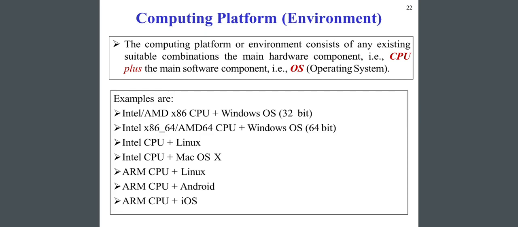Computing platform environment. The computing platform or environment consists of any existing suitable combination of the main hardware components, that means the CPU, plus the main software components like the OS, operating system. Examples are Intel AMD x86 CPU plus Windows OS 32-bit. Next, Intel x86-64, AMD64 CPU plus Windows OS 64-bit. Next, Intel CPU plus Linux. Next, Intel CPU plus Mac OS X. Then ARM CPU plus Linux, ARM CPU plus Android, and ARM CPU plus iOS.